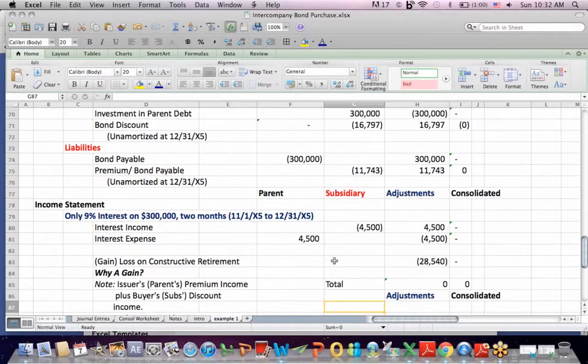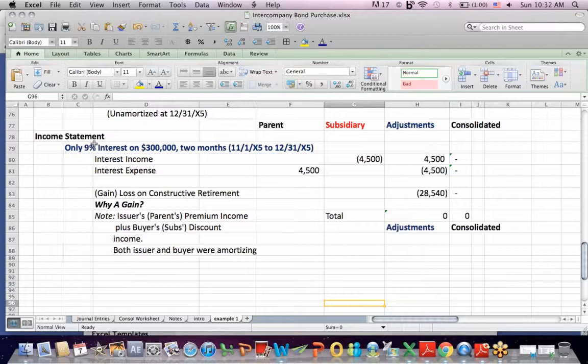The one thing I haven't talked about yet is the interest, specifically the amount of money. Well, it's 9% interest on $300,000. And we're talking about the two-month period from the time the sub bought the bond until the financial statement date. So it's $4,500 in expense to the parent. It's $4,500 in income to the sub. We make adjustments for that. And then finally, we take the two credits. One was a premium on bond amortization for the parent because they issued it at a premium. One is the discount that it was income to the buyer because the buyer paid less than face amount.